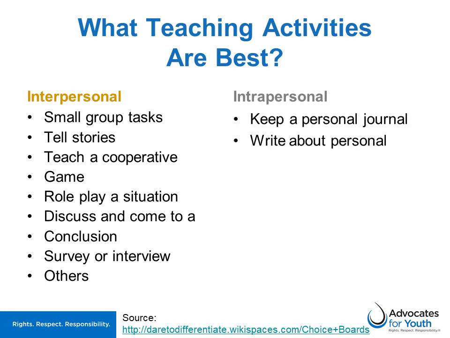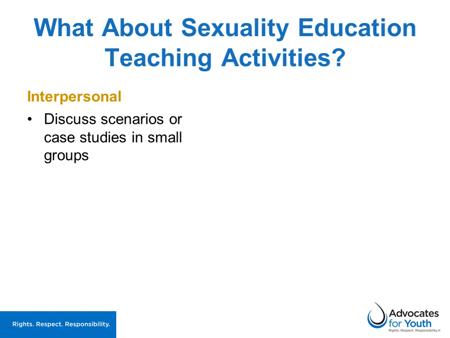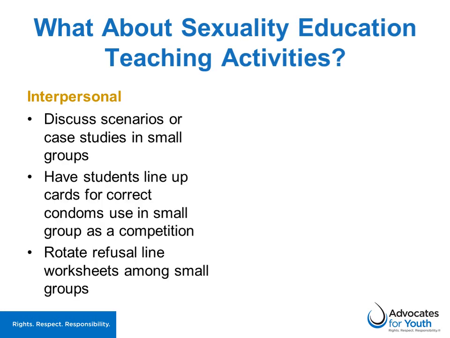And then an intrapersonal learner may really find that reflecting through a journal, thinking about visualizing or reviewing their experiences, or thinking about some stem sentences. How would it feel to do something in the future or make a plan for the future? So, when connecting to sexuality education, here are some techniques that can work for these two types of learners. I'm guessing many of us use small group scenarios, have students line up in a small group to do a competition on condom lineups, using refusal lines as a way to do that with some small group discussion.